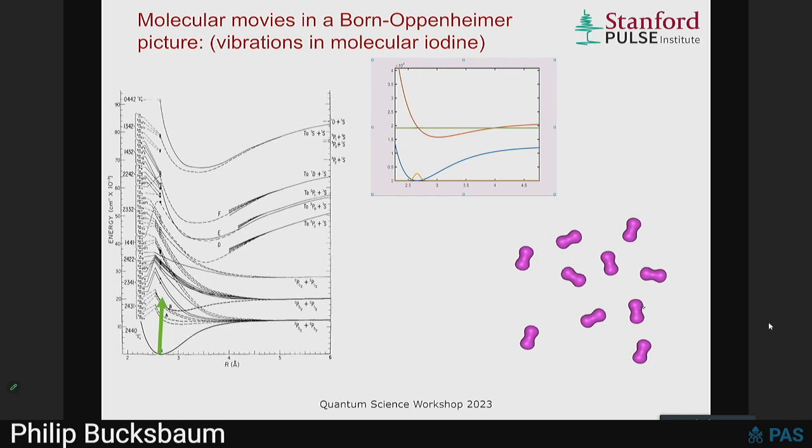Those potential wells are potential wells for quantum mechanical objects. So if you do photoexcitation with a green laser, you'll make an oscillating vibrational wave packet. Again, something that's pretty well known to us atomic physicists, and we'd like to image something like that too. And we can do that as well.